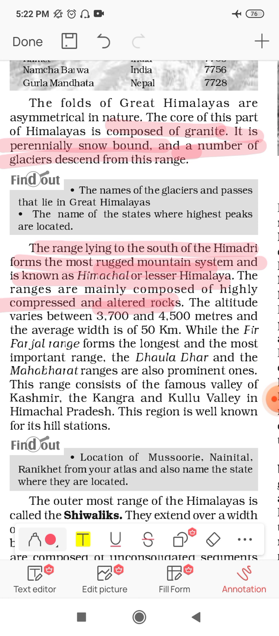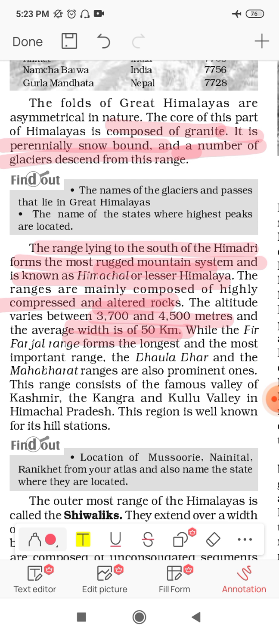The altitude, the height of this area, is between 3,700 and 4,500 meters, and the average width of this area is 50 kilometers. As we have seen, Himadri Himalaya's width is 150 to 400 kilometers. This Himachal Himalaya's width is 50 kilometers, and its height is less than Himadri Himalaya.